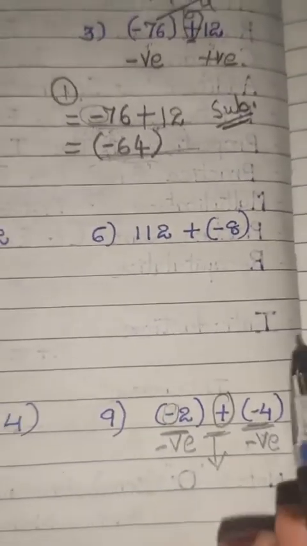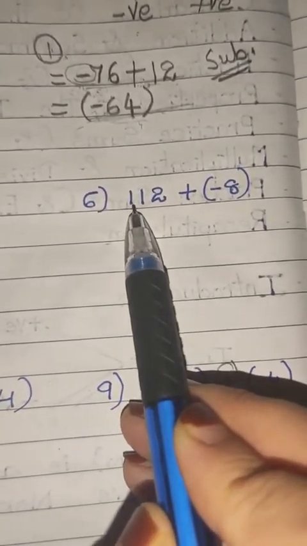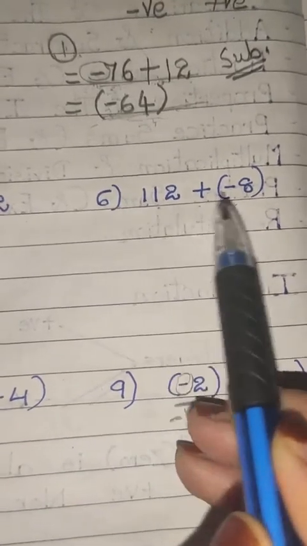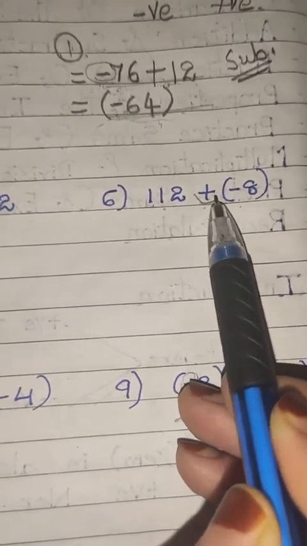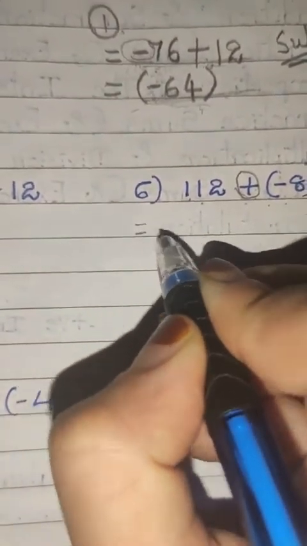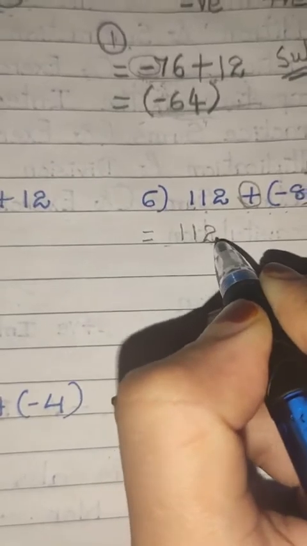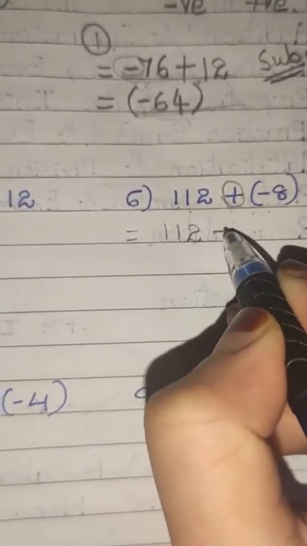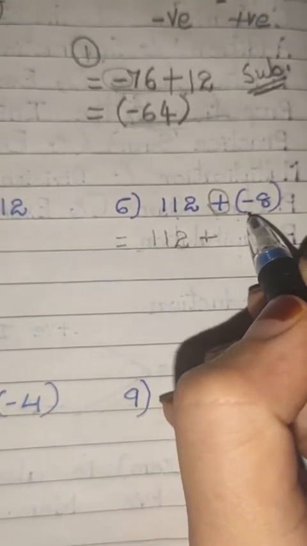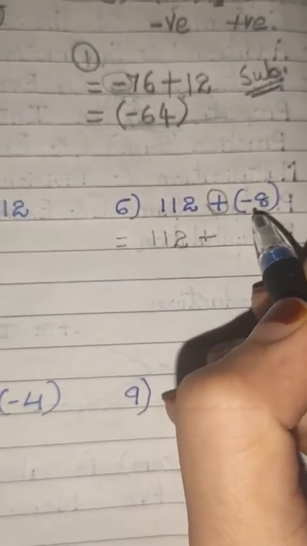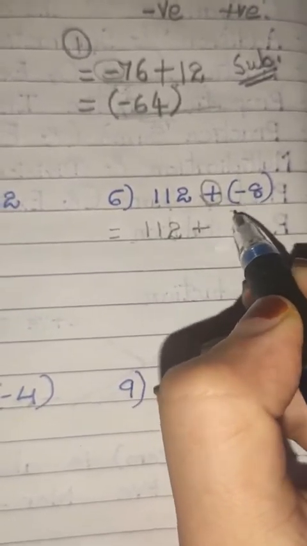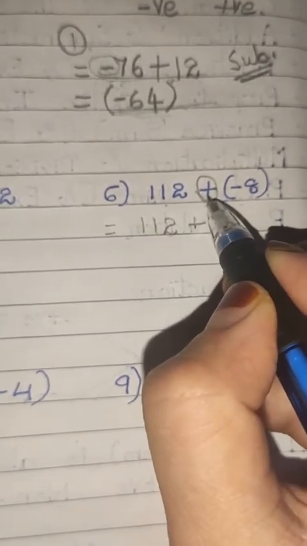Let's move to this one. 112 plus minus 8. One positive, one negative, and this is your mathematical operation. So let's solve it. 112 plus sign as it is, but we have to open the bracket. So at that time, what we are going to do? We are going to open the bracket.